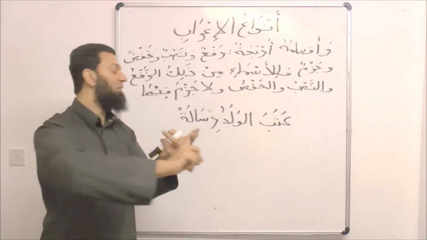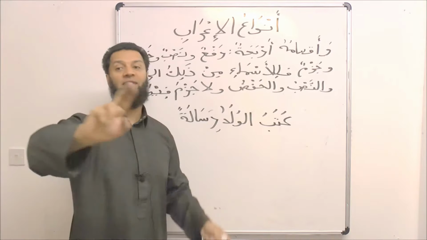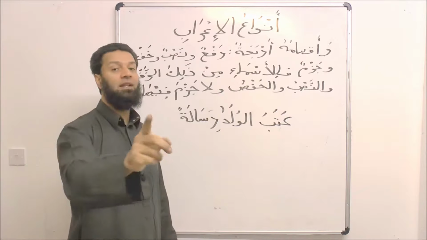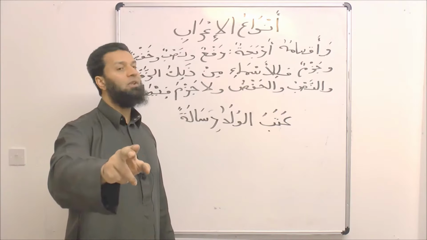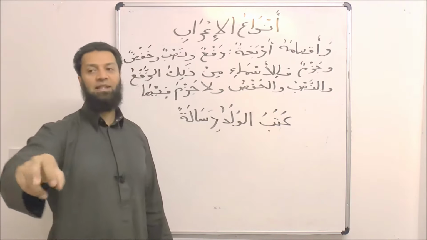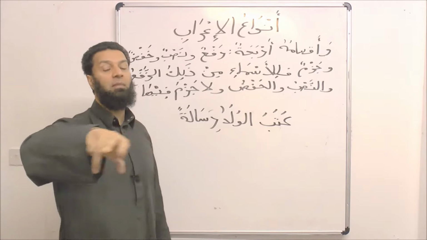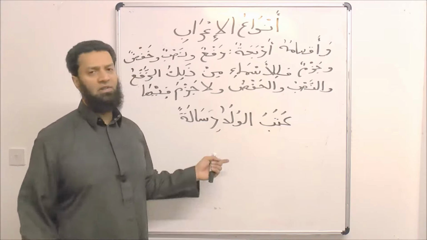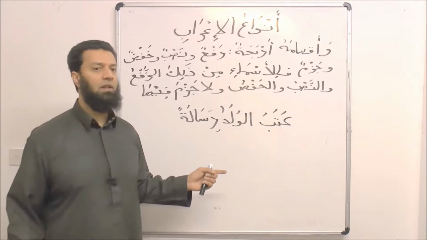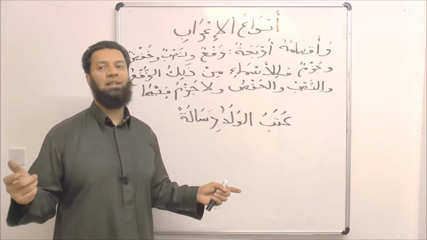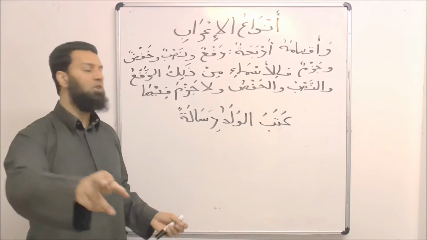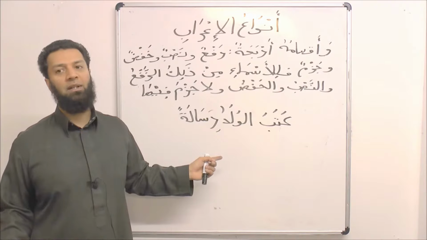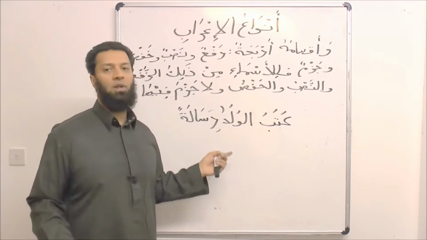Remember, what's the difference between mu'rabun and mabniyun? That needs to be imprinted upon our minds. Mu'rabun changes. It's for an ismun whose ending changes. Mabniyun is? It doesn't change. We should have actually mentioned more examples of mabniyun. We only mentioned ha'ulai, but there are others. But the point to note, that cannot therefore be mabniyun, can it? Why? Because the ending al-waladu changes.